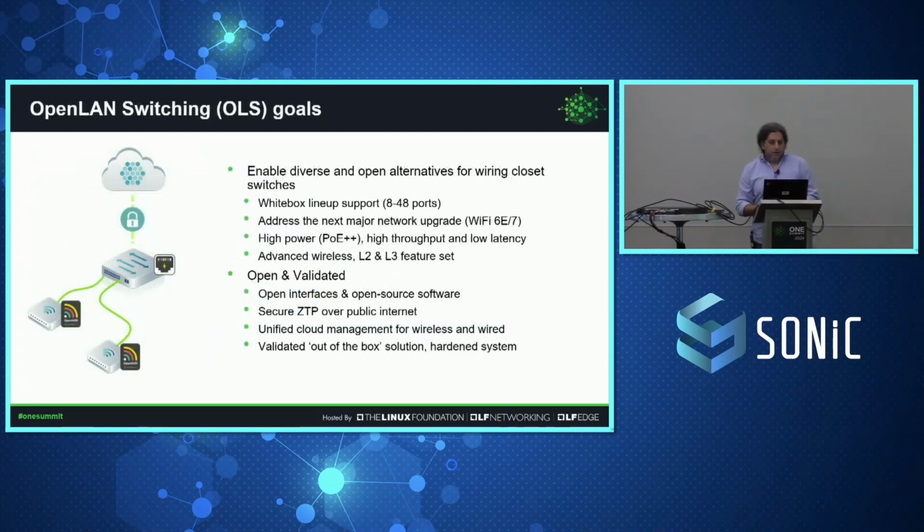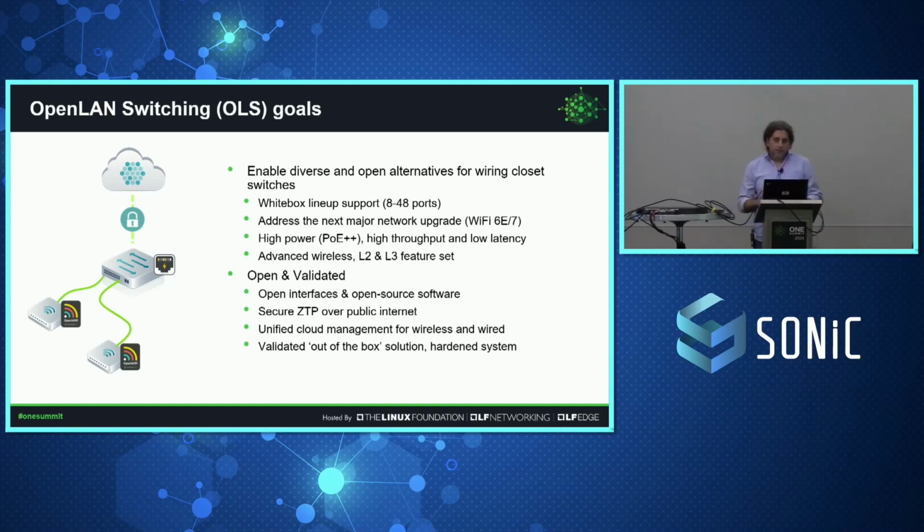Okay, so let's talk a little bit more about what OpenLAN switching is, and what it wants to do. I think the main purpose is to enable a more diverse and alternative way to wire closet switches. That means in order to support all the Wi-Fis that are going to be connected, you want to use PoE. And you don't need specific power connected to all those Wi-Fis.